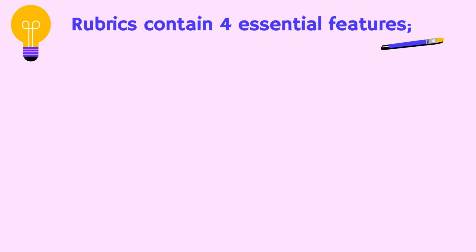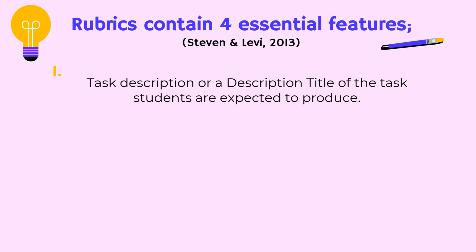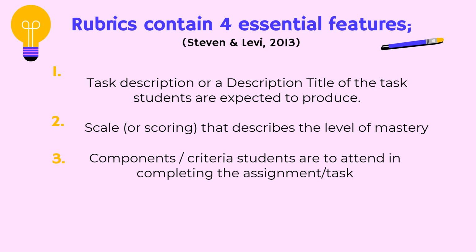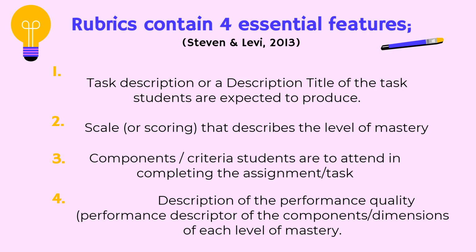Rubrics contain 4 essential features. First, task description or a description title of the task students are expected to produce. Next, scale or scoring that describes the level of mastery. Third, the components or the criteria students are to attend in completing the assignment or task. And last, description of the performance quality, or what we call the performance descriptor, of the components or dimensions of each level of mastery.